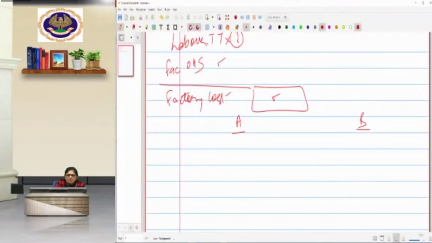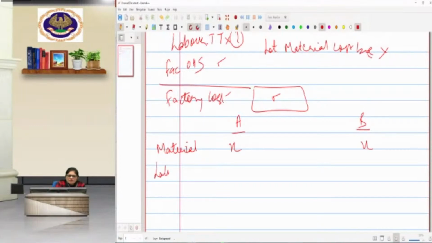The material cost is not given, so let the material cost be X. We have to take X for both because they are using the same material. So the material cost will be the same for both workers: X and X.